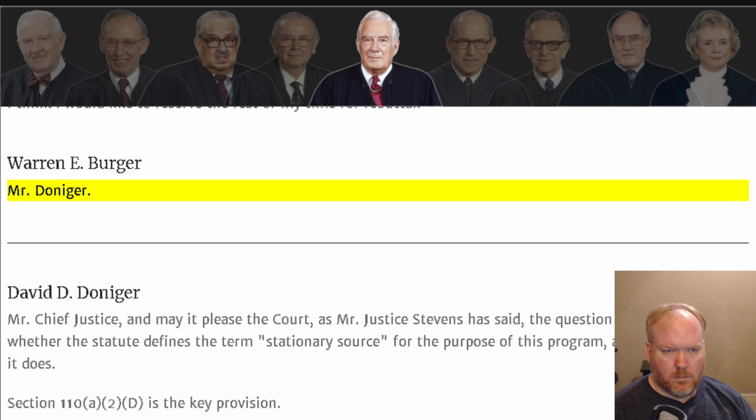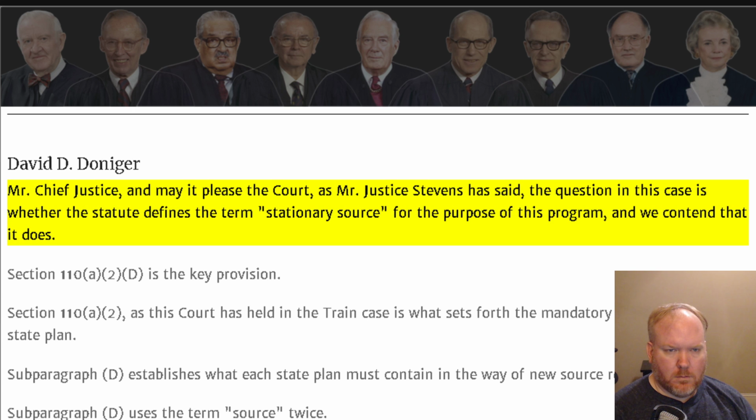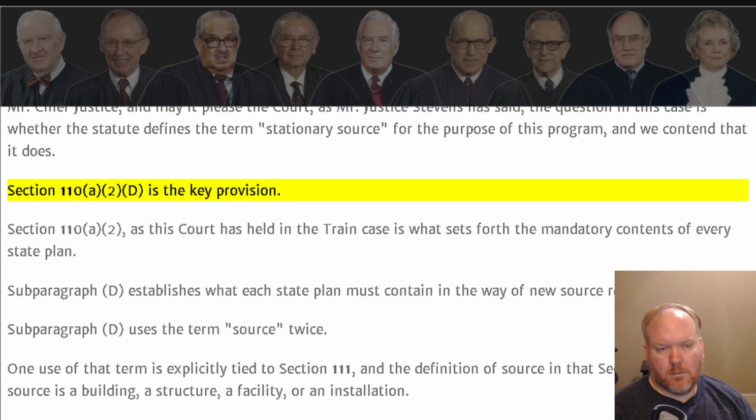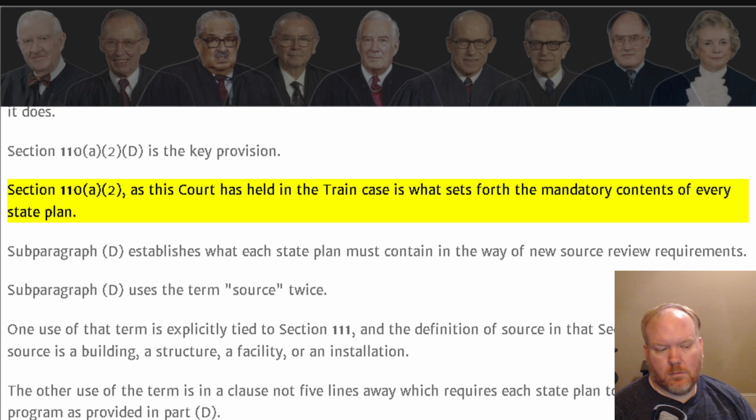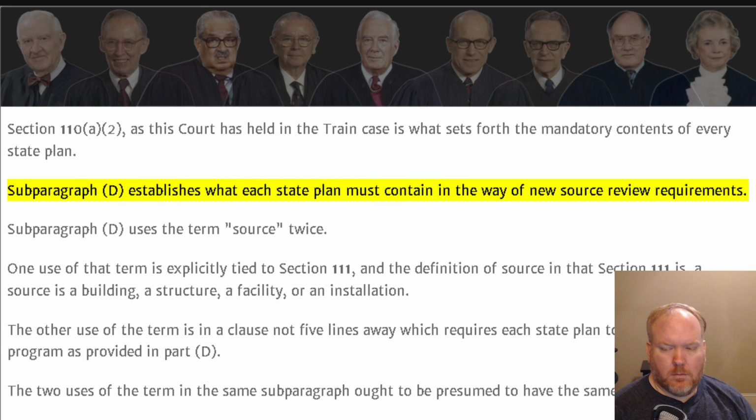Mr. Doniger. Mr. Chief Justice, and may it please the Court, as Mr. Justice Stevens has said, the question in this case is whether the statute defines the term stationary source for the purpose of this program, and we contend that it does. Section 110(a)(2)(D) is the key provision. Section 110(a)(2), as this Court has held in the Train case, is what sets forth the mandatory contents of every state plan. And subparagraph D establishes what each state plan must contain in the way of new source review requirements.